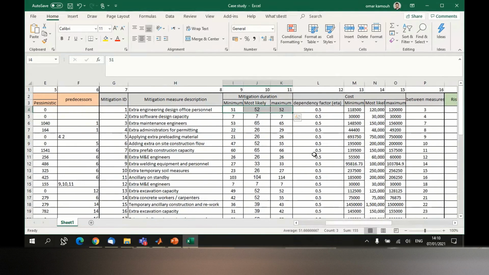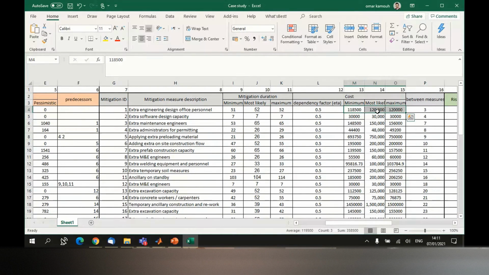And to implement an activity, you have to pay for it. So every activity must have a cost associated to it, right? Because if you allocate extra engineering design personnel, then you have to pay for these personnel, and you have to define the cost for it. Again, minimum cost, most likely cost, and maximum cost. So 3 values.